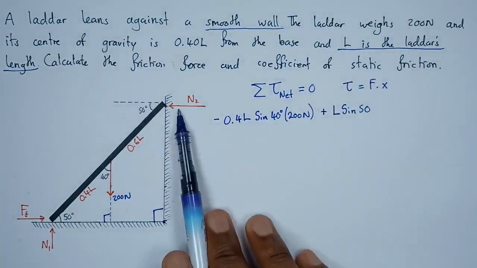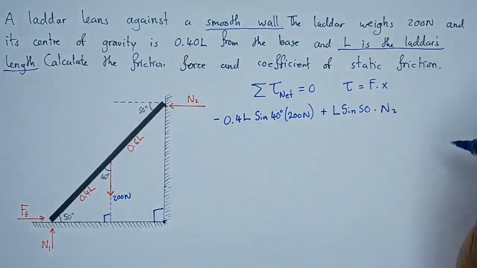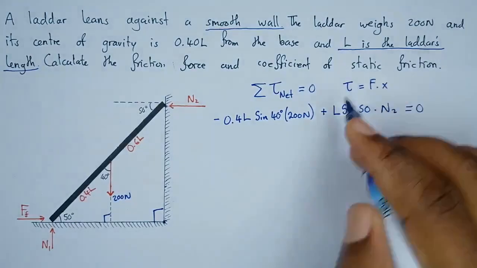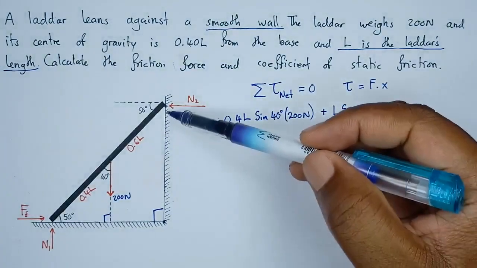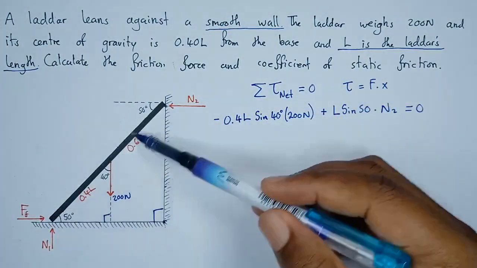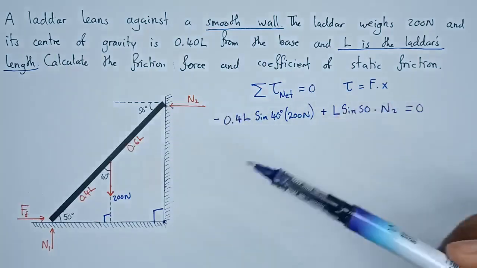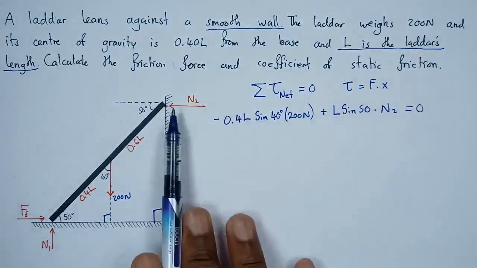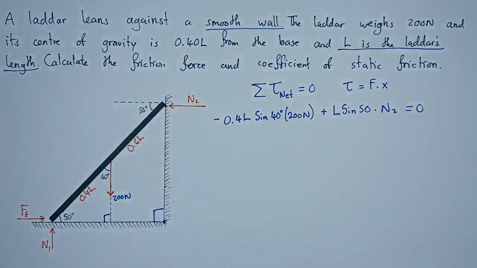Now, what is the force? The force is N2, the second normal force. All this is equal to 0 because net torque is equal to 0. I hope that makes sense. The distance here is not L; L is this one here. So to find this distance, using SOHCAHTOA, it is L sine 50, multiplied by the force acting at that point, which is of course N2. This whole expression is just helping us to find the value of N2. So this is what we're going to do.